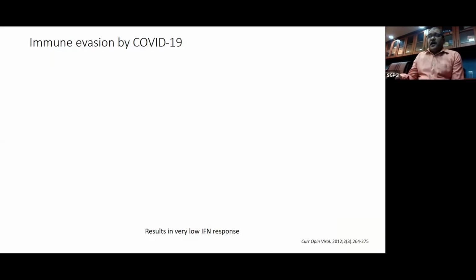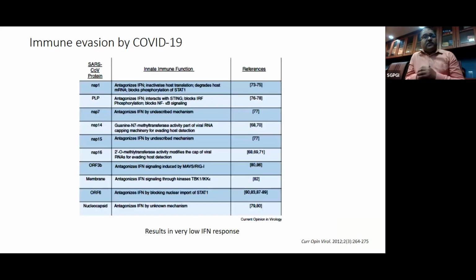The virus also knows how to evade the immune system, and for this a corollary has been taken from the original coronavirus, that is the SARS coronavirus, which caused the epidemic in 2002. Some of its proteins, which have been listed here in this table, are known to block various effector pathways of the immune system and thereby antagonize them, resulting in a very low type 1 interferon response.